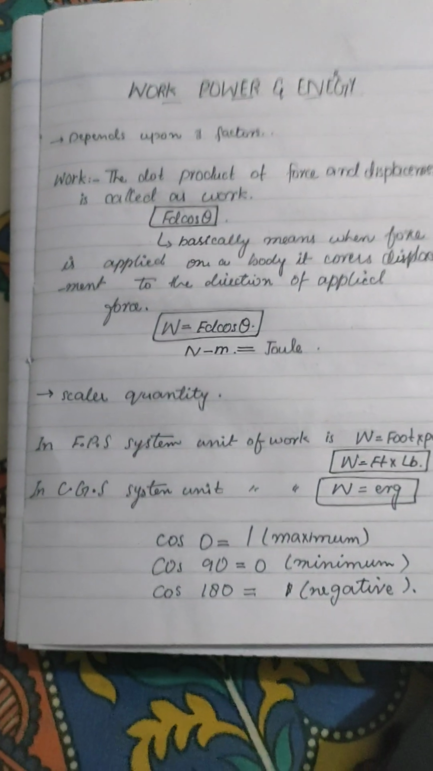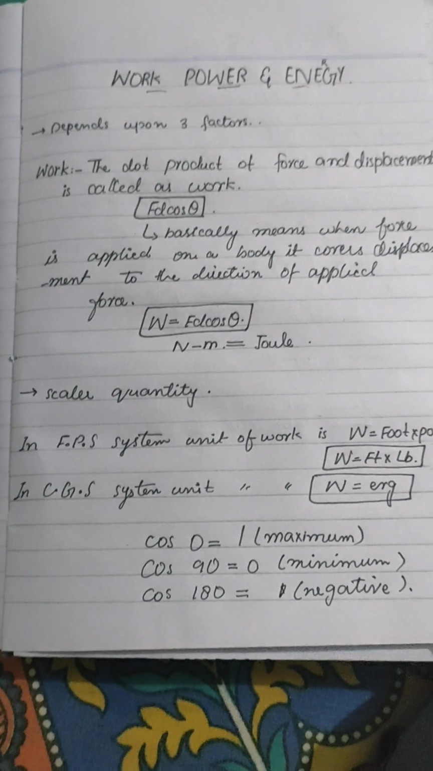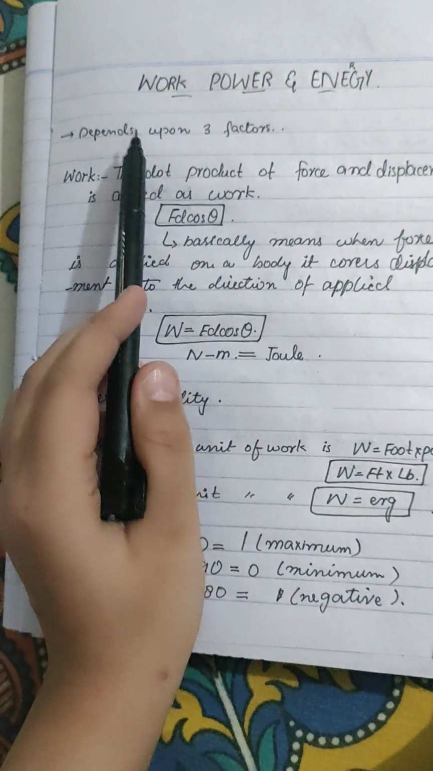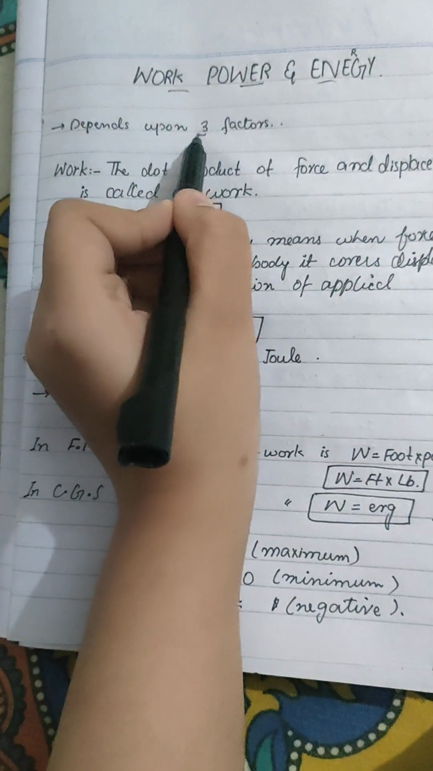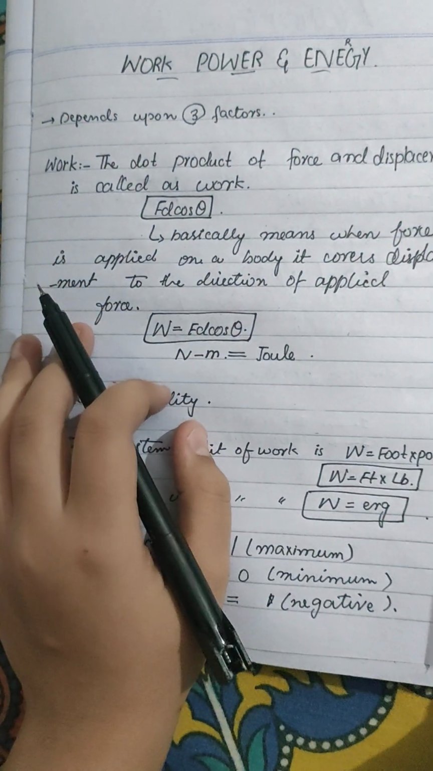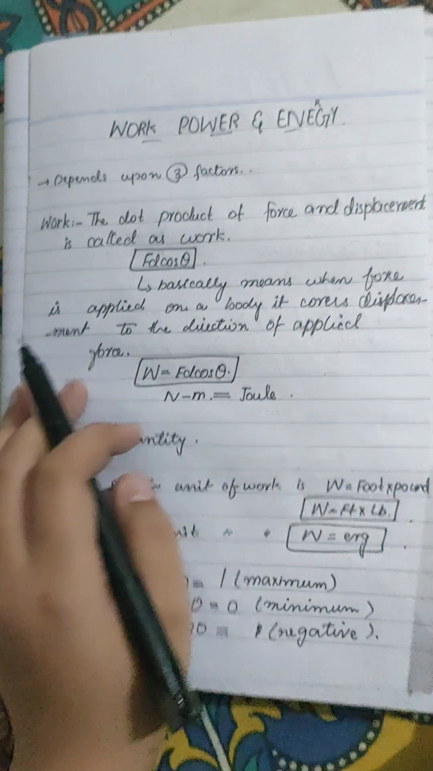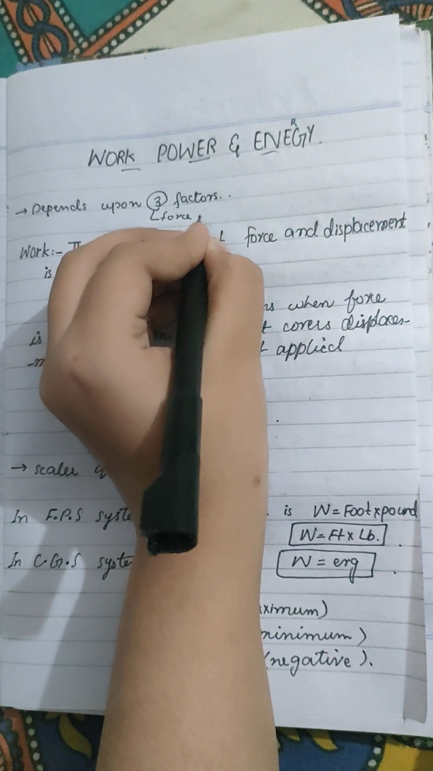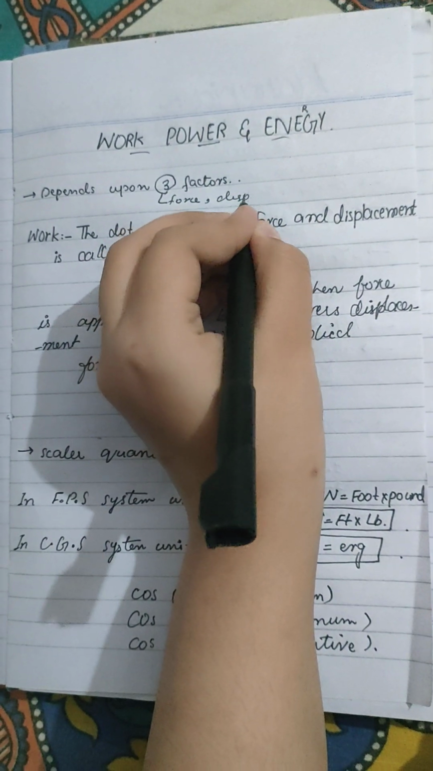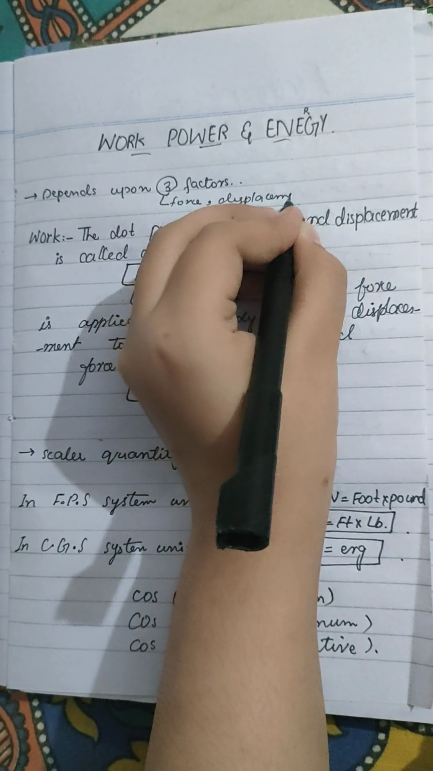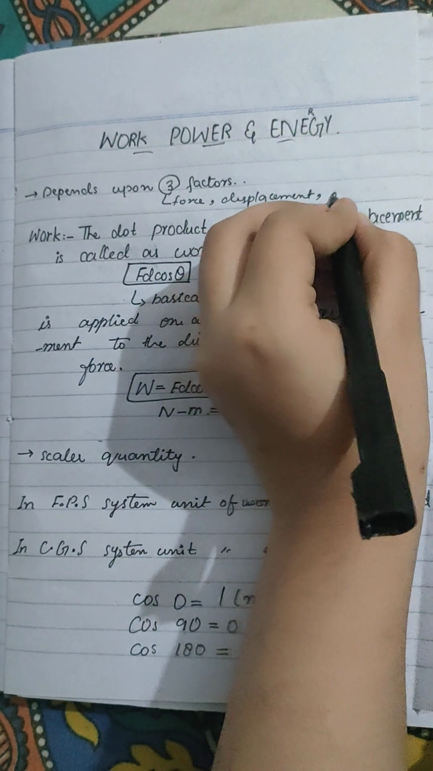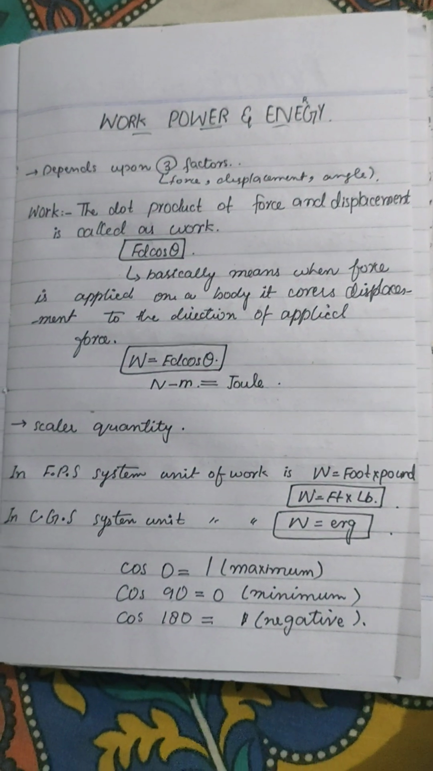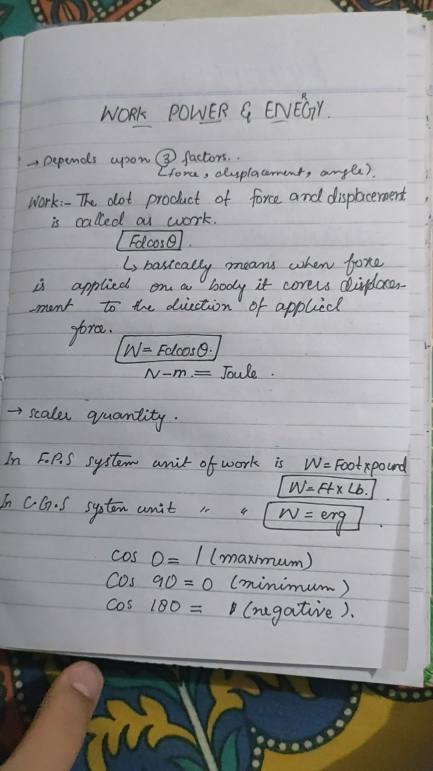So let's discuss. First of all, the first point is that work depends upon three factors. Now, what are those three factors? Number one is force, another is displacement, while the third is angle. So these three factors are what work depends on.